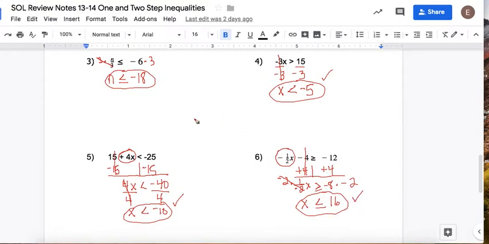So remember to flip the inequality symbol when you're multiplying or dividing both sides by a negative. And remember, bring your symbol straight down. Do not rewrite it or flip it until you multiply or divide by a negative, or when you get to the very end, if the variable's on the right, read it backwards and you can flip it around that.